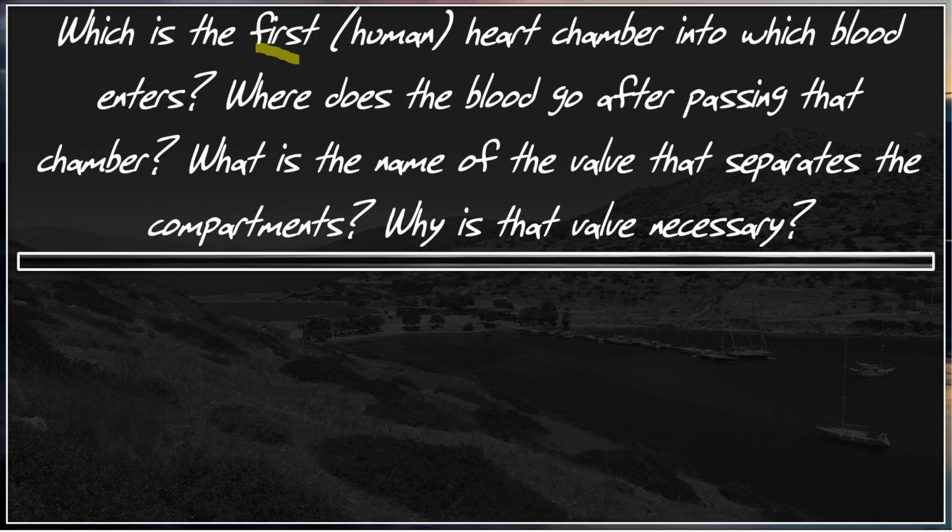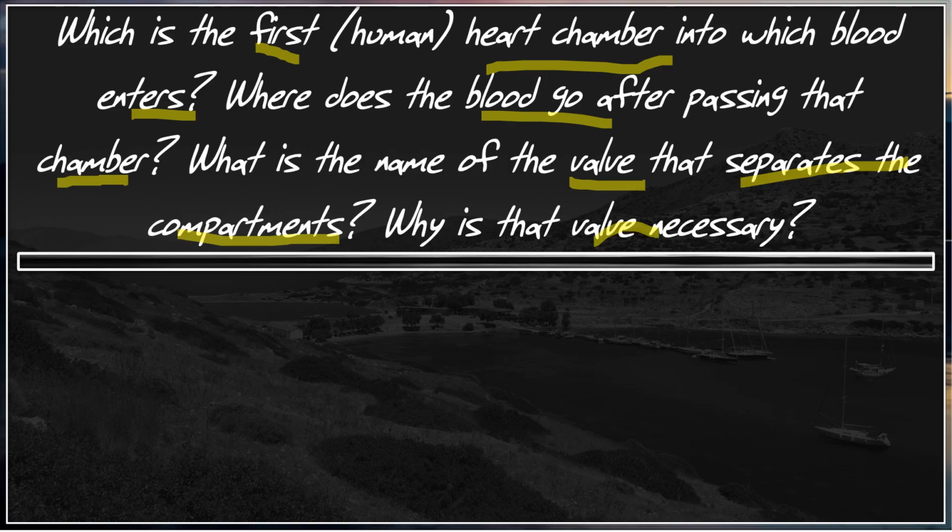Which is the first heart chamber into which blood enters? Where does the blood go after passing through the chamber? What is the name of the valve that separates the compartments? Why is that valve necessary?